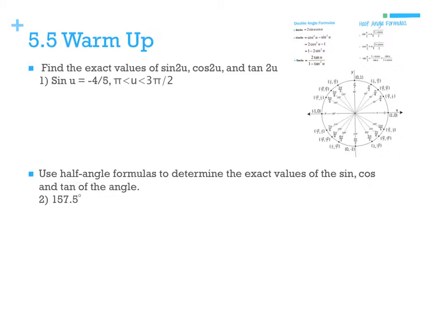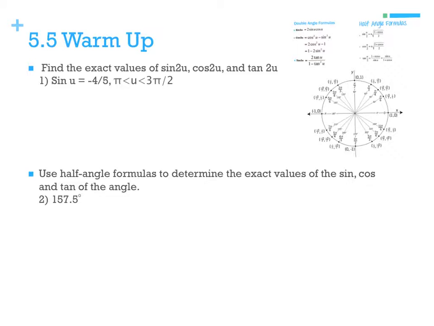Again, 2 or 3 types of problems, and then I'll show you, okay, the third type of problem is basically if I took number 1 and instead of saying 2u, I said u over 2. Okay, so the directions would just change. It says use the half angles, that kind of stuff, and then we'll talk about what you would do if that was that case. So it says find the exact values of sine 2u, cosine 2u, and tangent 2u, given that sine is -4/5 and that u is in between pi and 3 pi over 2.